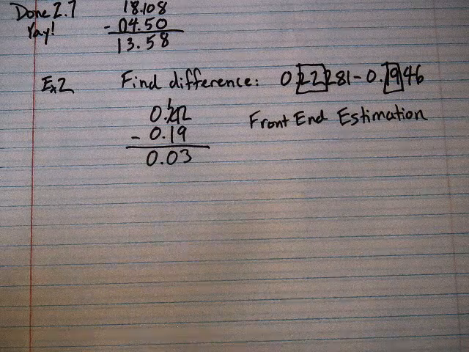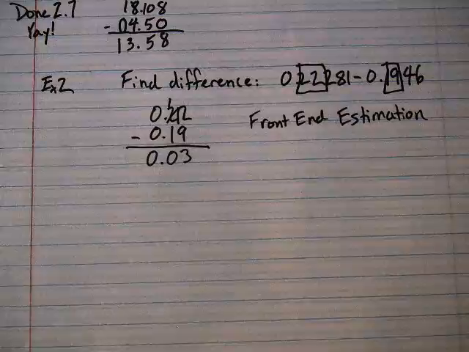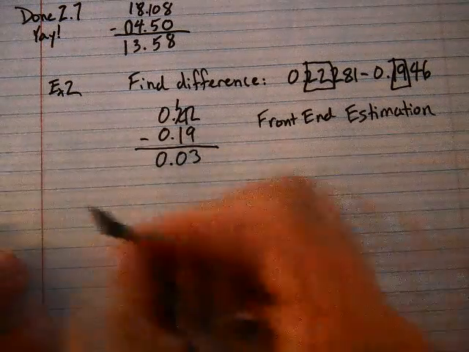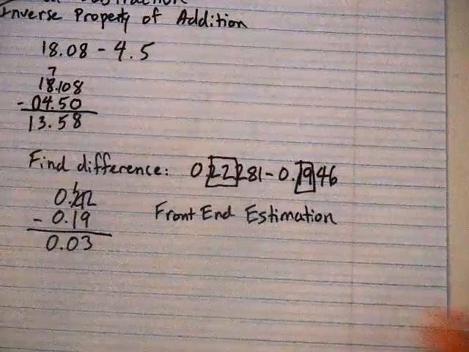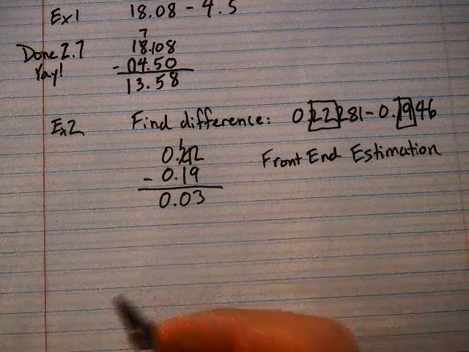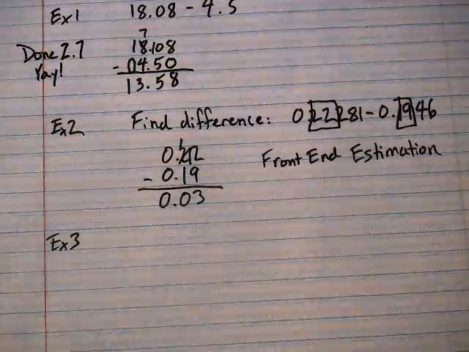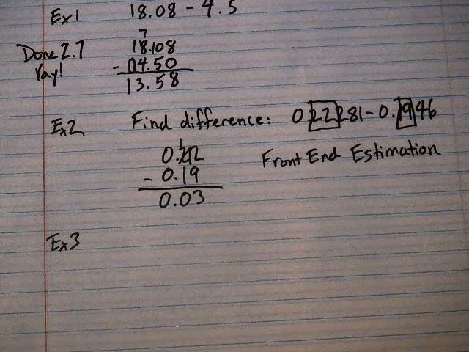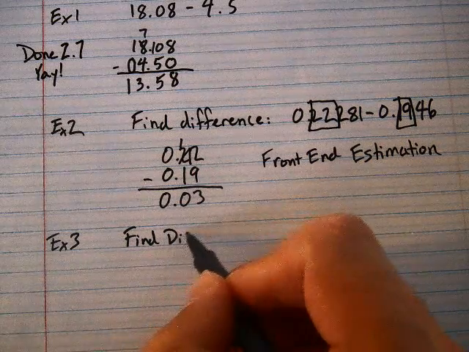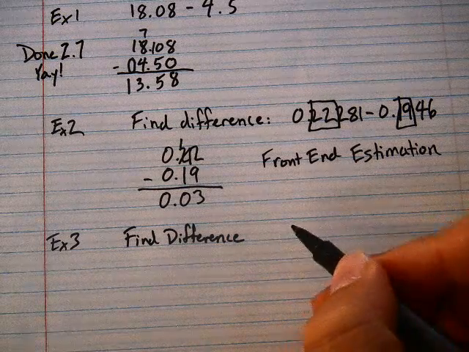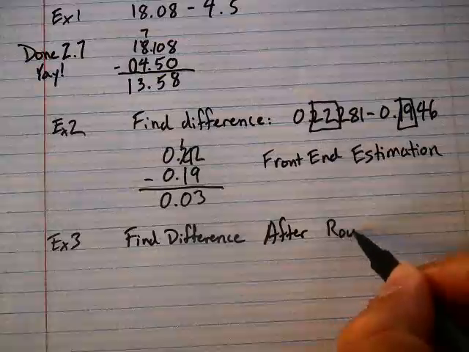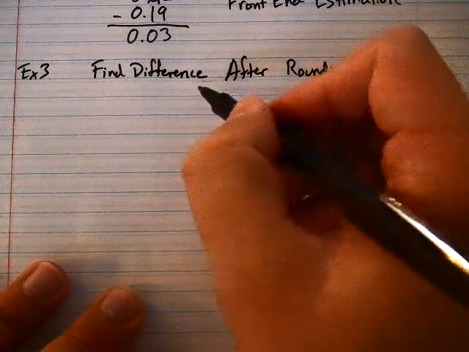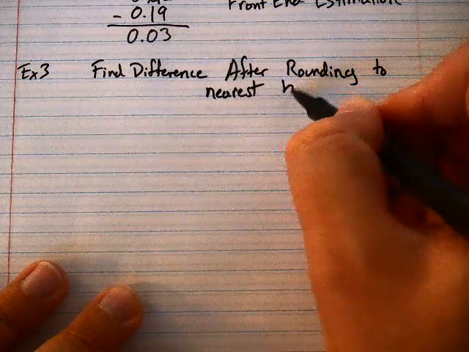All right, let's do a quick little rounding one. Let me see if we have any rounding in our questions first. We do. Okay, help me out with this one. Hang on, I'm going to tilt this a little bit. We're going to do example 3. I know how excited you are, Daniel. We're going to find the difference after rounding to the nearest hundredth.